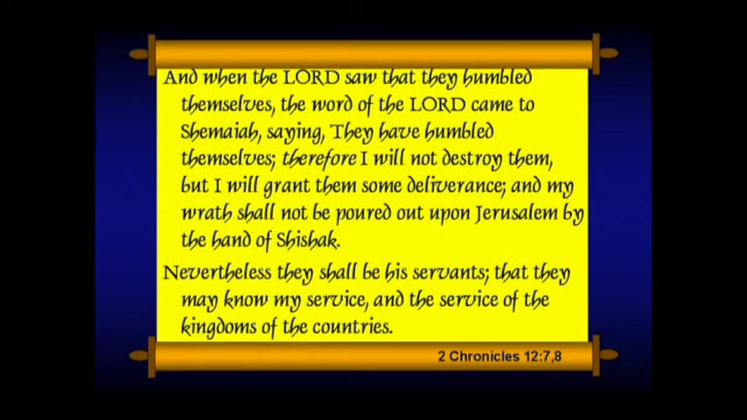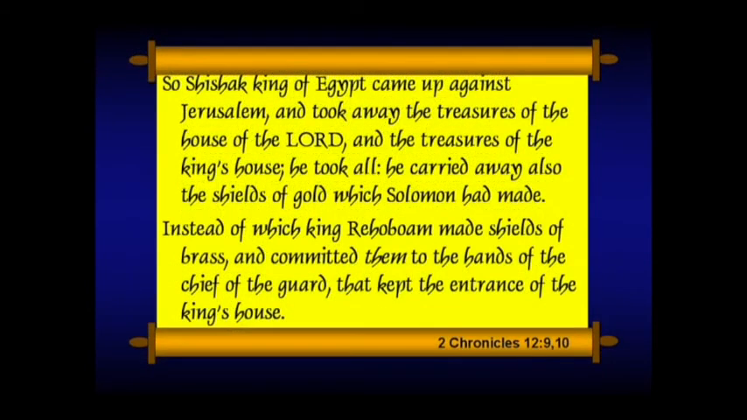And when the Lord saw that they humbled themselves, the word of the Lord came to Shimei, saying, they have humbled themselves, therefore I will not destroy them, but I will grant them some deliverance, and my wrath shall not be poured out upon Jerusalem by the hand of Shishak. Nevertheless, they shall be his servants, that they may know my service, and the servants of the kingdoms of the countries. So Shishak, the king of Egypt, came up against Jerusalem and took away the treasures of the house of the Lord and the treasures of the king's house. He took all. He carried away also the shields of gold which Solomon had made.